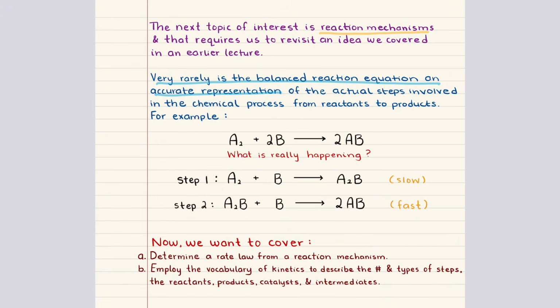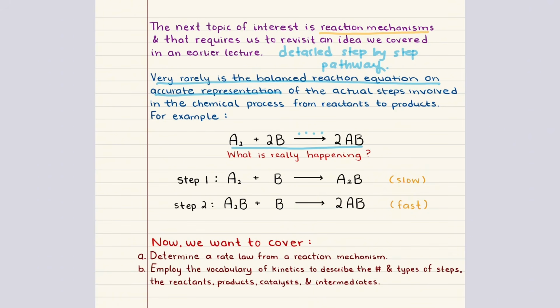A reaction mechanism is the detailed step-by-step pathway that reactants follow as they transform into products. It breaks the overall reaction into a sequence of elementary steps, and each step represents a single molecular event, such as a collision or a bond rearrangement. When we look at a balanced chemical equation, the overall equation only tells us what we start with and what we end with. It doesn't show the individual steps that occur along the way.